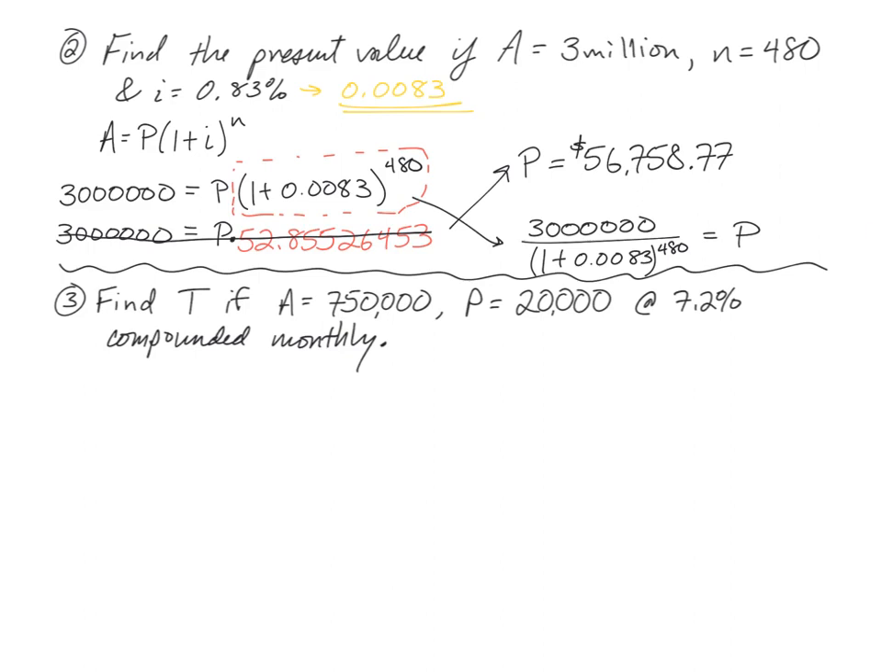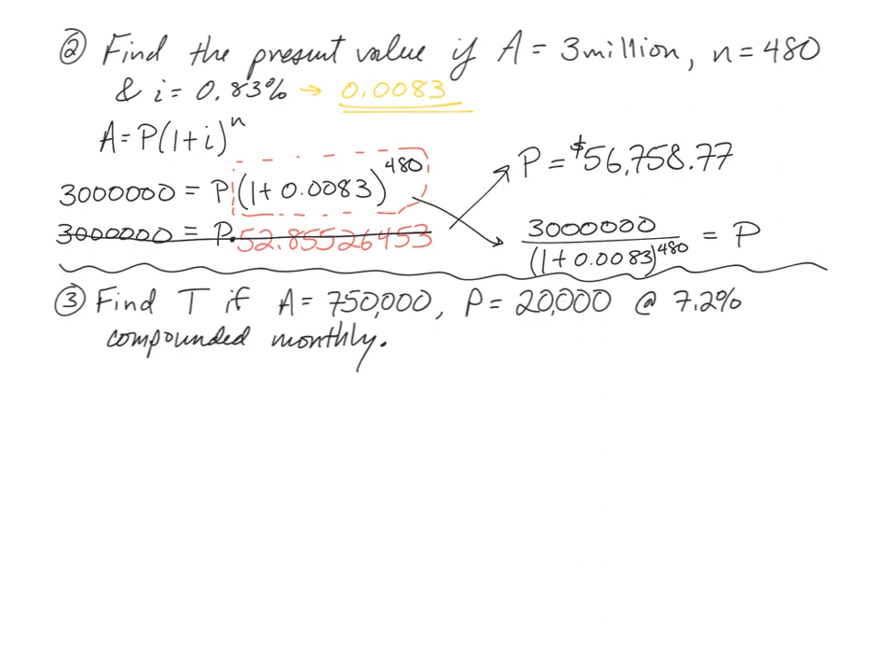All right, next example, find t. So here we go. This is our first example where we're not just going to be able to substitute into the compound interest formula. And you know that because we're trying to find some number of years. We're trying to find how long it'll take for an investment of $20,000 right now to grow into $750,000 much later at a nominal annual interest rate of 7.2% compounded monthly. So there's a lot to unpack here.